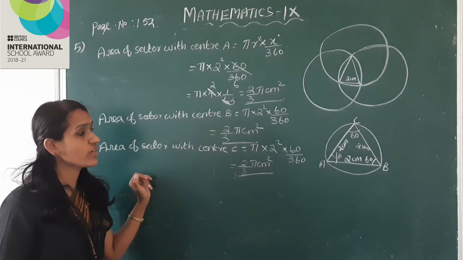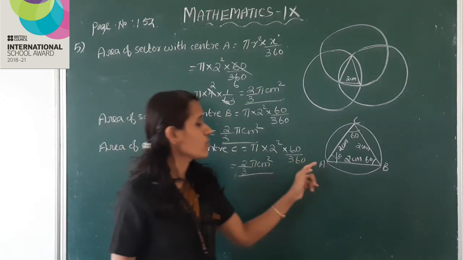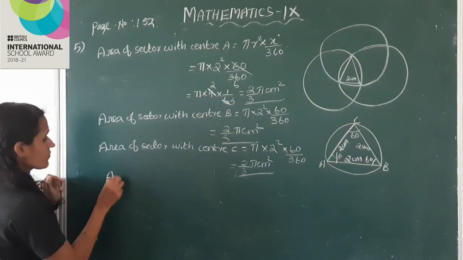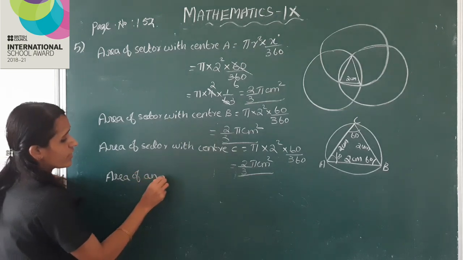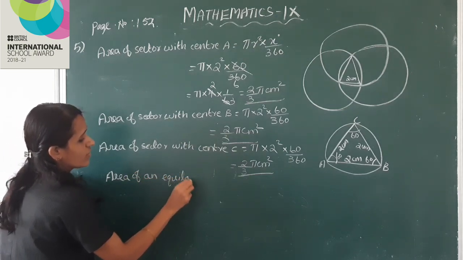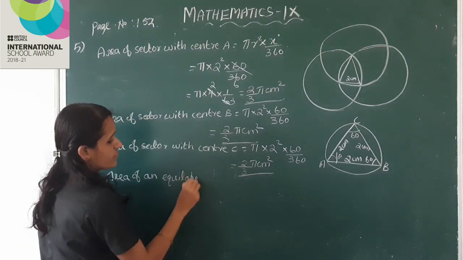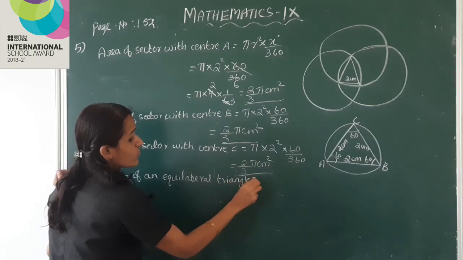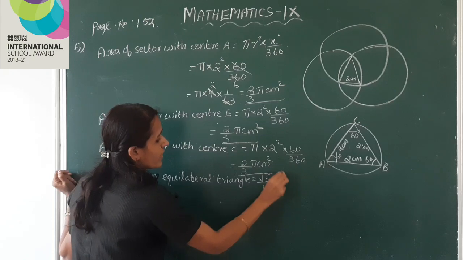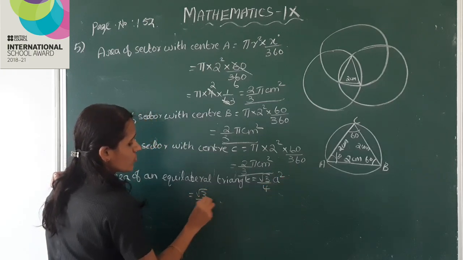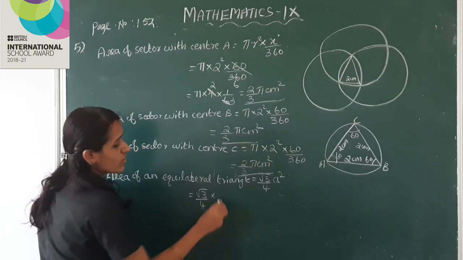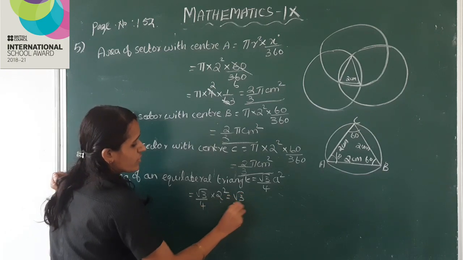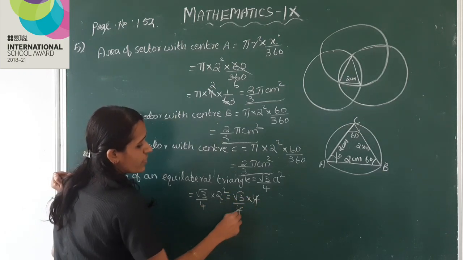Next we have to find area of an equilateral triangle. Area of an equilateral triangle is equal to root 3 by 4 a square. This is equal to root 3 by 4 into here a is 2 square. This is equal to root 3 by 4 into 4, 4 divided by 4 is 1.